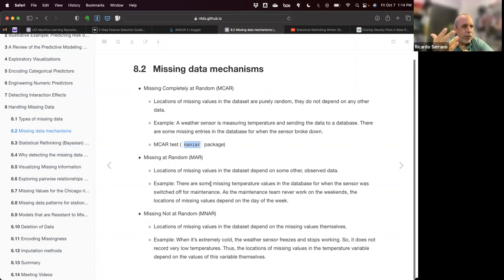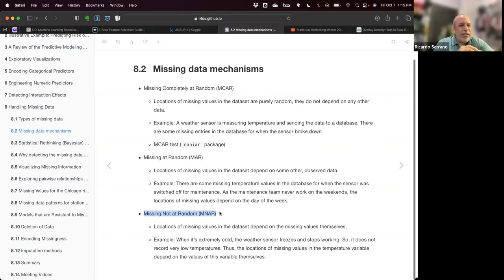And one of the things that you have to do then is try to think of ways to impute, you know, to fill the gaps, right? Impute those values. Then the one that is kind of confusing is this one, missing not at random, MNAR. And this one happens when the missing values in the data set depend on the missing values themselves. Okay, so let's see how we can interpret that.